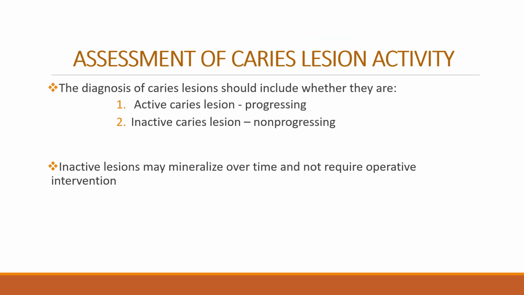So one of the important roles of caries risk assessment in the management of caries is to determine the current caries lesion activity. So one needs to include or document whether there are active caries lesions. Active caries lesions are the ones which are progressing. Inactive caries lesions are the non-progressing dormant lesions. Inactive lesions usually mineralize over time and they do not require operative interventions. Active caries lesions are progressing, so they require tooth preparation followed by restoration.